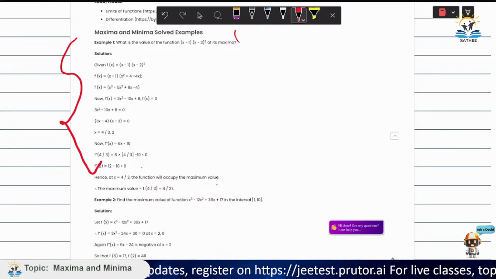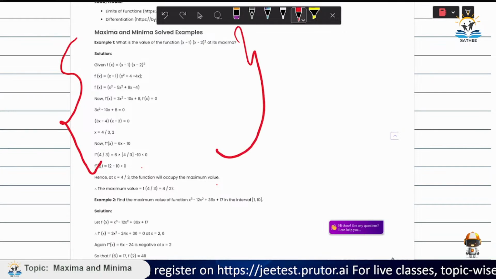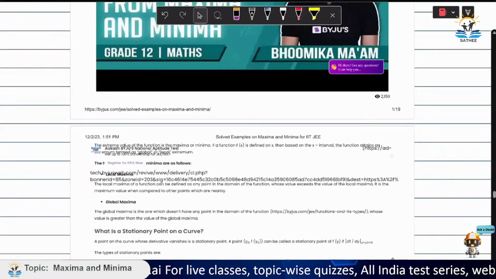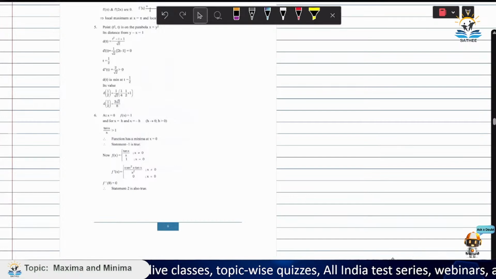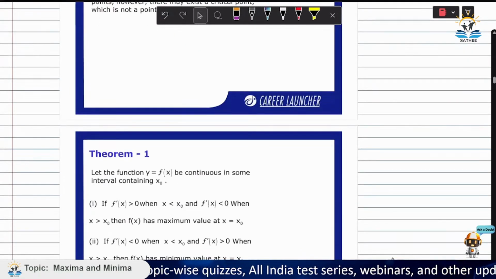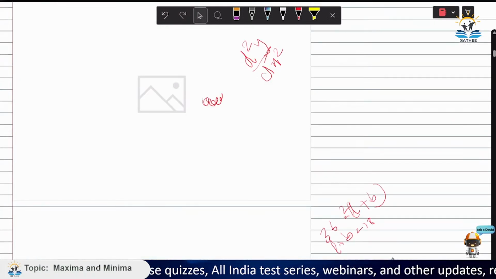So these kinds of questions are very direct. What you have to do is take the single derivative, put it to 0, then check the double derivative. If it is negative, then it is a maxima. If it is positive, then it's a minima. So I hope this clarifies things for you. If you have any further doubts, kindly put them in comments and I'll try to solve those for you, guys. But this was maxima and minima.